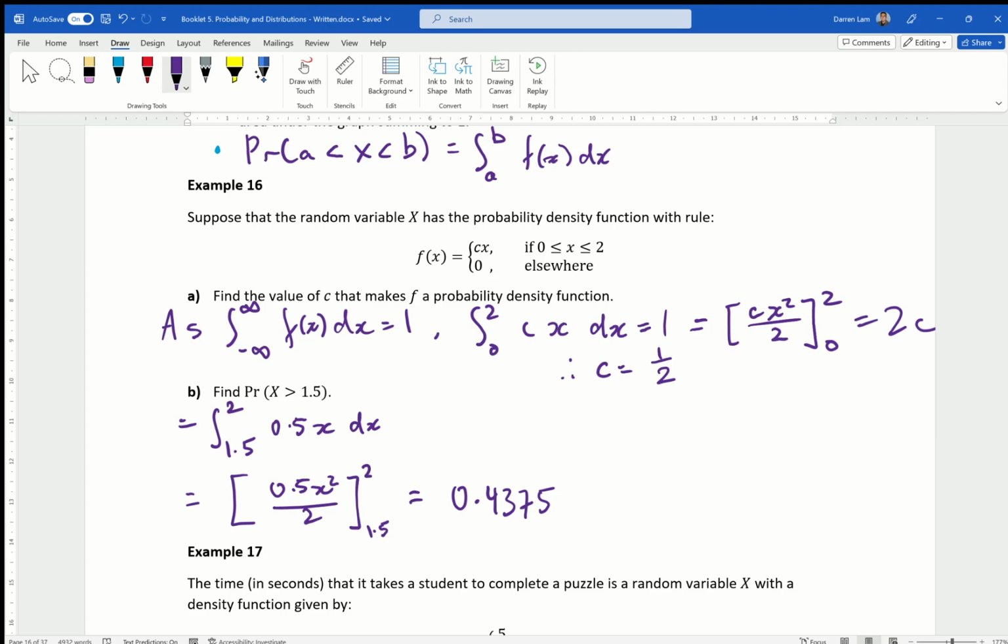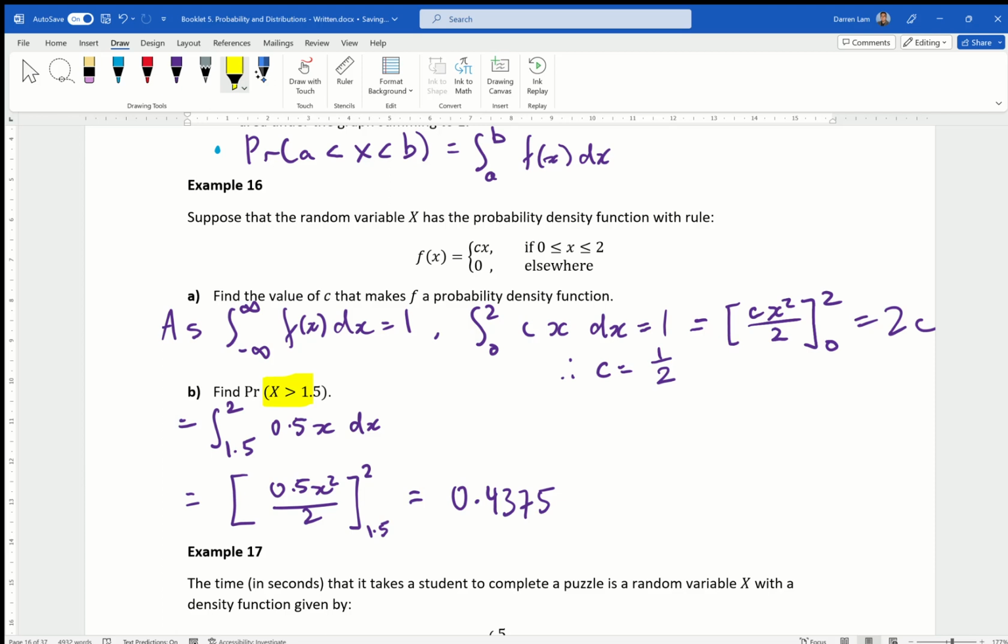Something that I want to cast your mind back to regarding the area, or rather this section here: the probability of x being greater than 1.5 is the same as the probability of x being greater than or equal to 1.5.